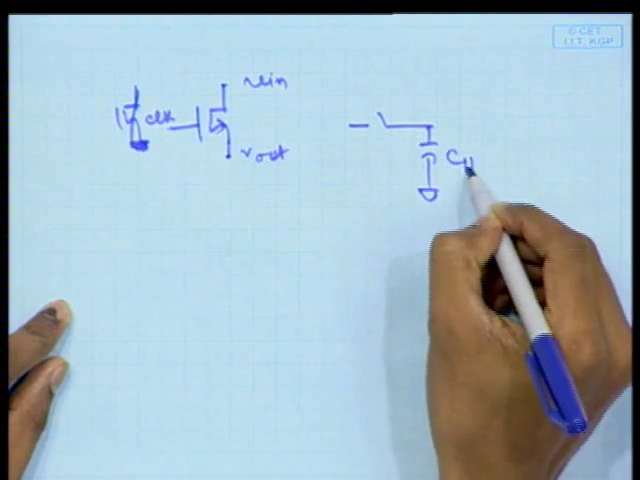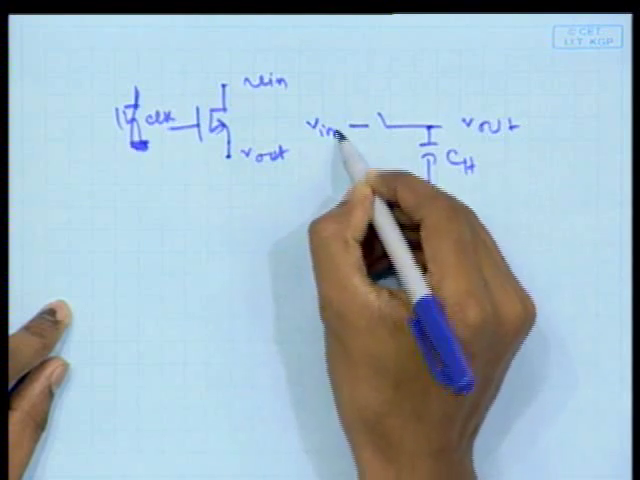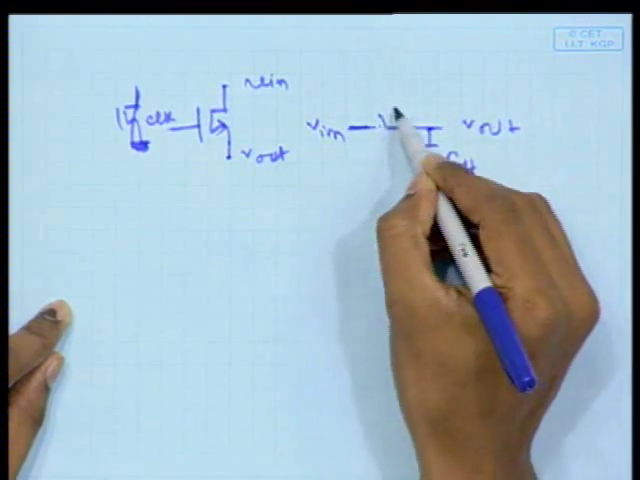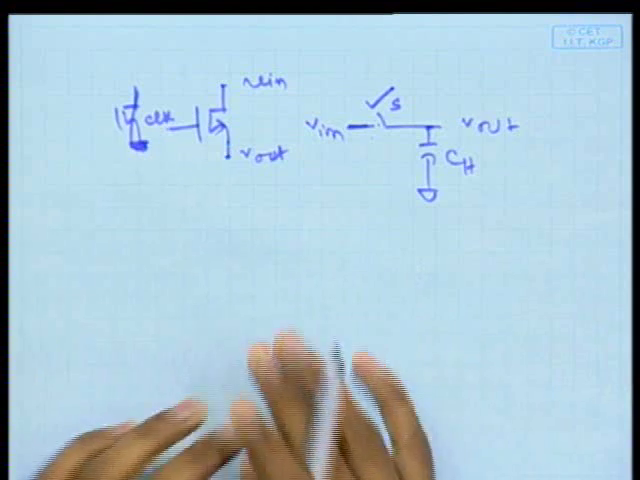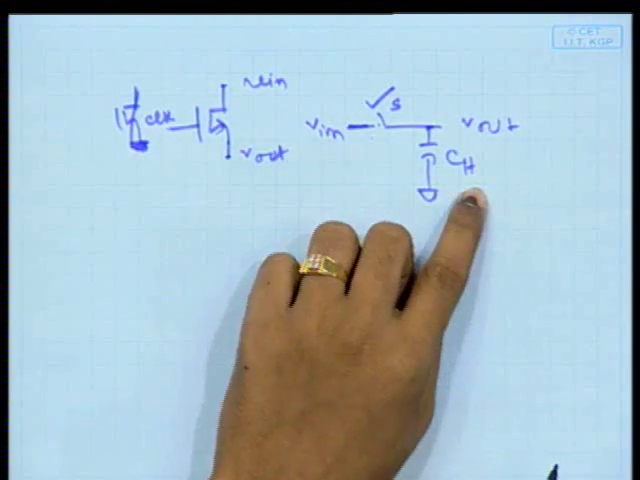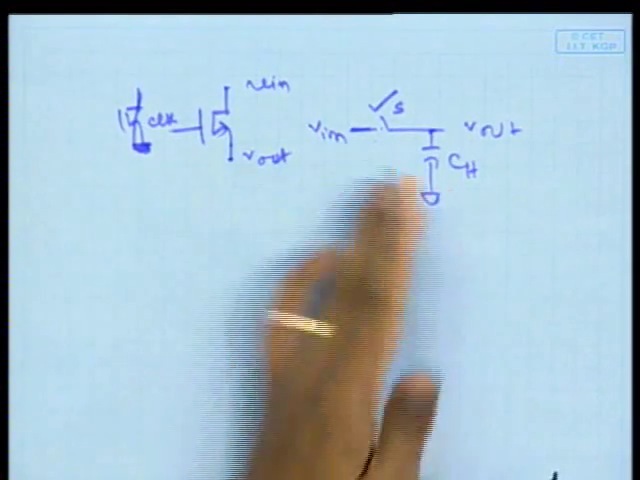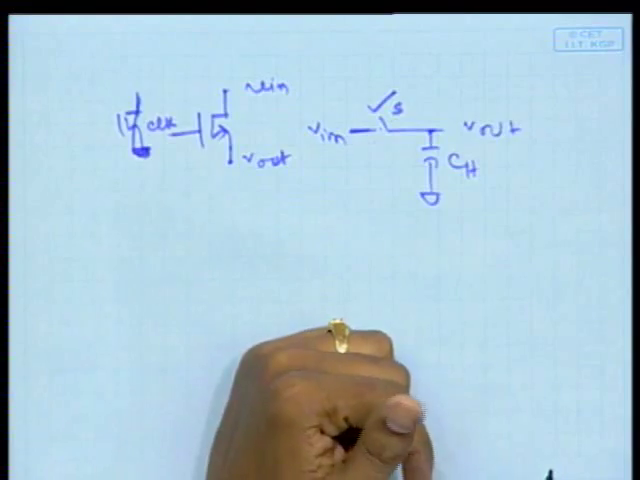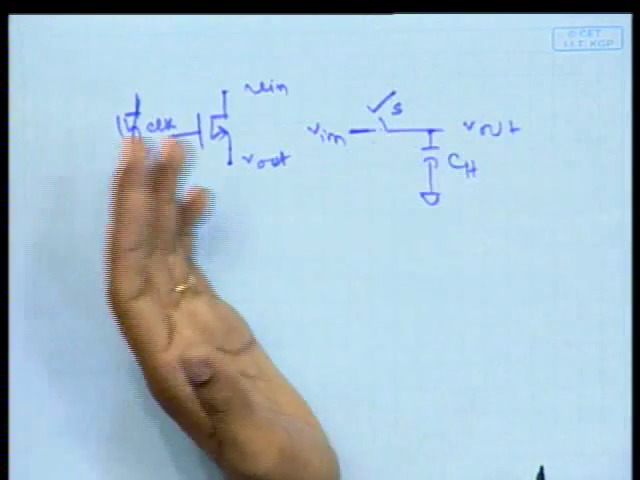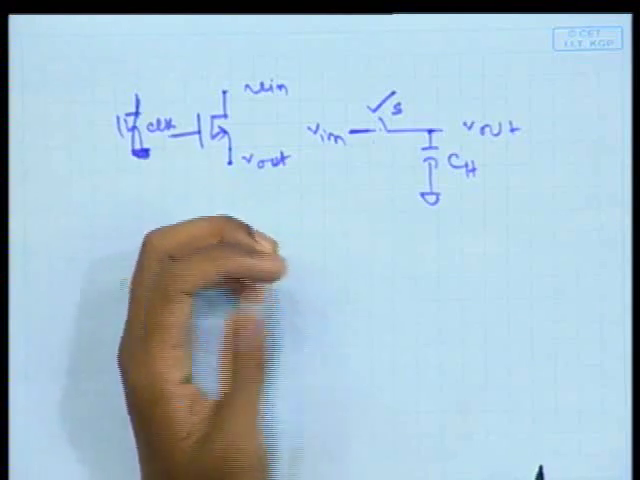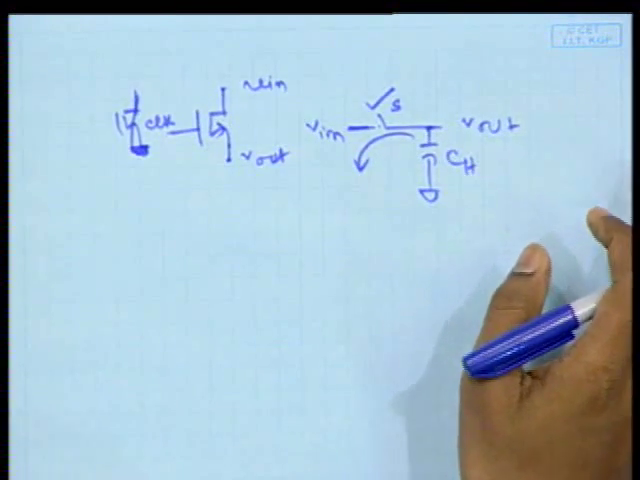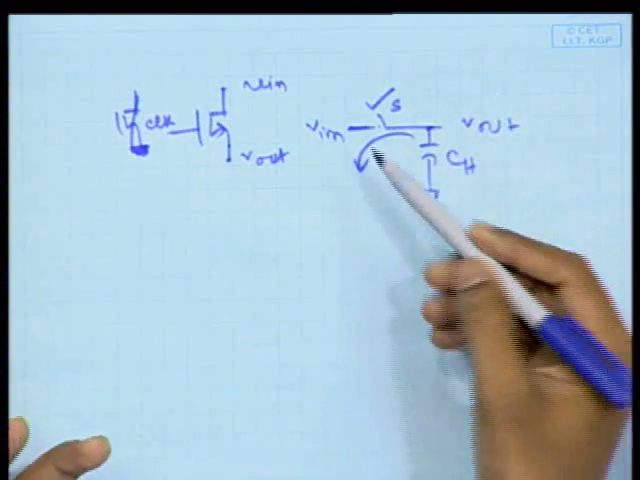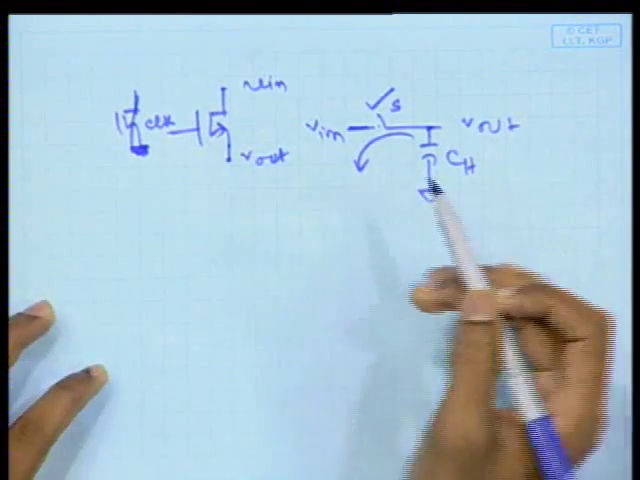When this switch is on, you want a very low on resistance so that your hold capacitor reaches the input voltage as quickly as possible. And when you turn off the switch, you want a very high off resistance so that it doesn't leak through this part. This is one consideration when you design a switch. And other things are the precision requirements, I'll come to them later.